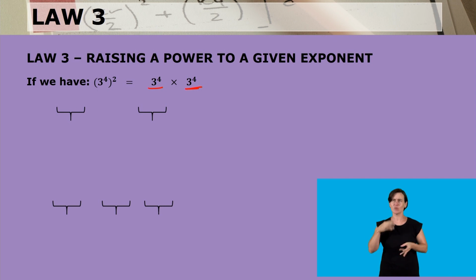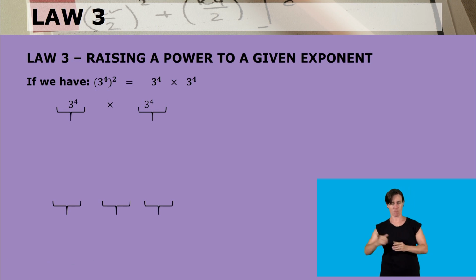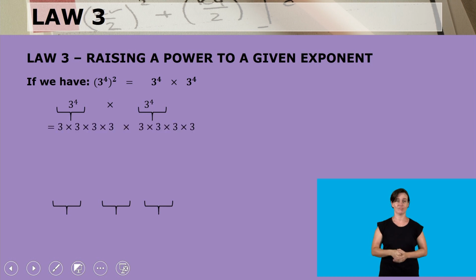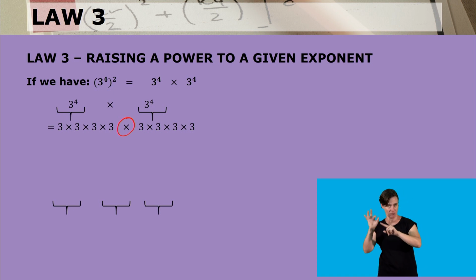Now, what is the easiest way of calculating this? Of course, we know that we need to expand our powers. So let's expand our powers. Now we have 3 exponent 4 multiplied by 3 exponent 4. Why are we multiplying 3 exponent 4 by itself once? Because that power was raised to an exponent 2. Let's expand these powers. So 3 exponent 4 is 3 times 3 times 3 times 3. And we are multiplying this with another 3 exponent 4, which is 3 times 3 times 3 times 3.